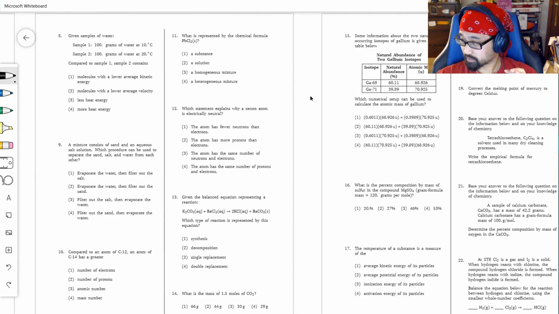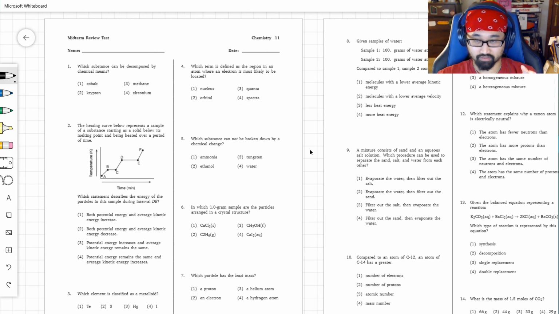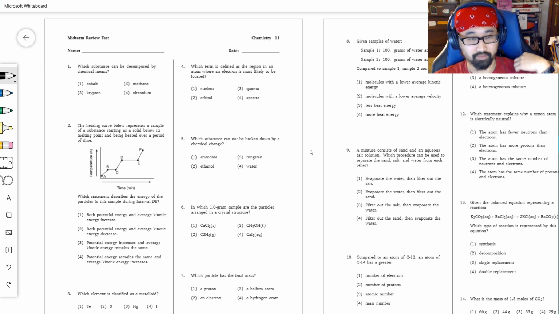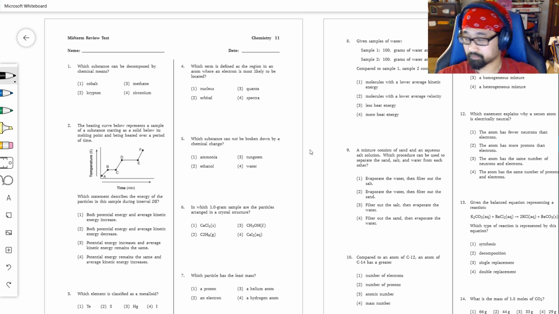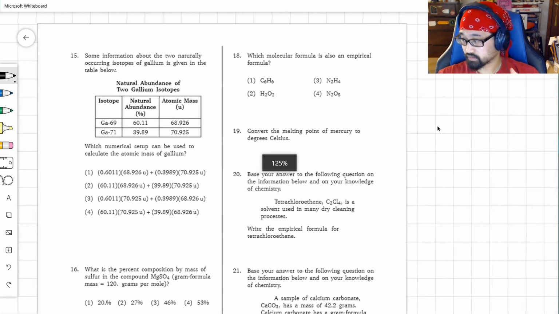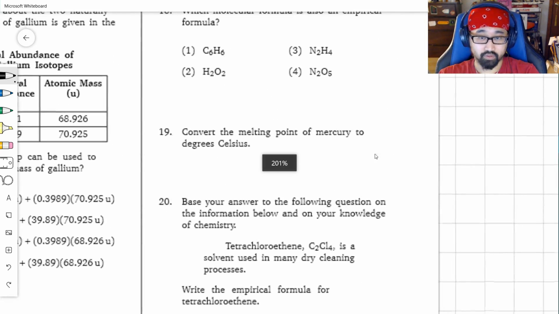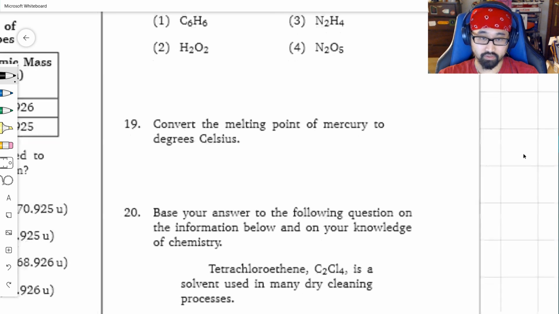The question that I'm looking at now. These are all the questions that were on your test. They're not in the same order that you took them, because it does randomize for you. However, all of these questions were there. So if you go back and look at the assignment, you'll be able to see them. Right. The question that I'm talking about, for me, was question number 19, right here. Convert the melting point of mercury to degrees Celsius.